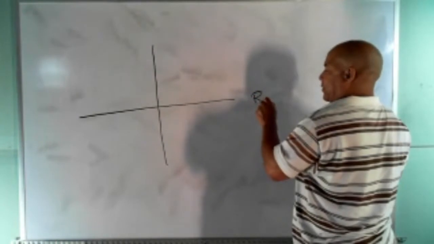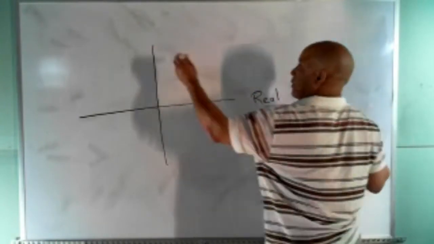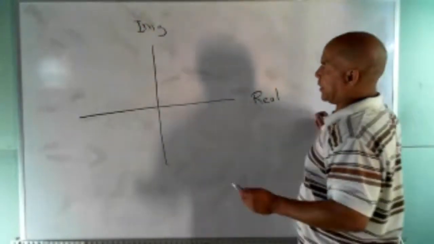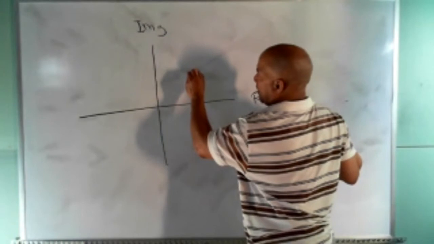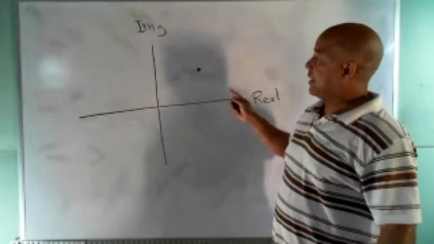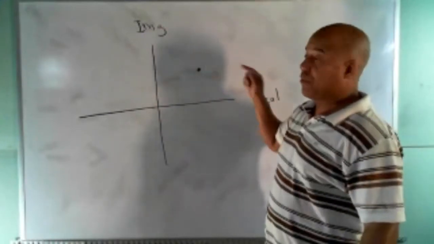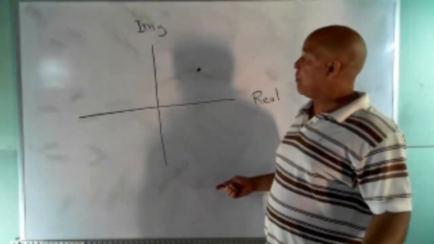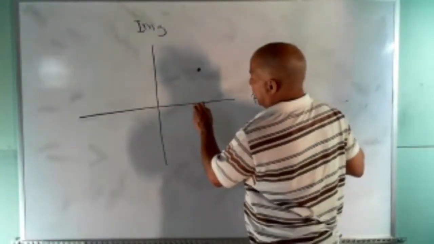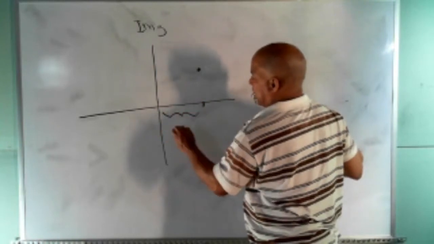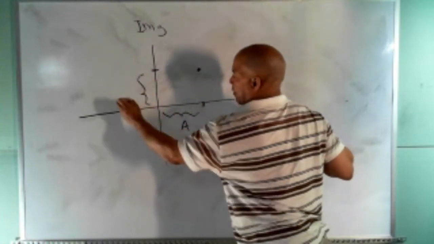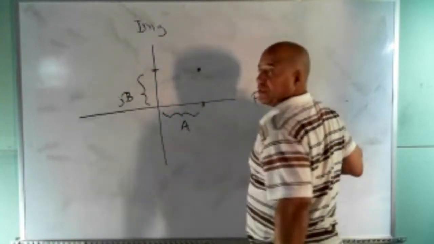So here's my real axis. Here's my imaginary axis. Now, let's say I want to get to this point right here. That point represents a complex number because a complex number has a real component and an imaginary component. So let's say that this distance right here, from here to here, is A units, and the distance right here, from here to here, is B units, but I got to put a j in front of it so you know it's imaginary.